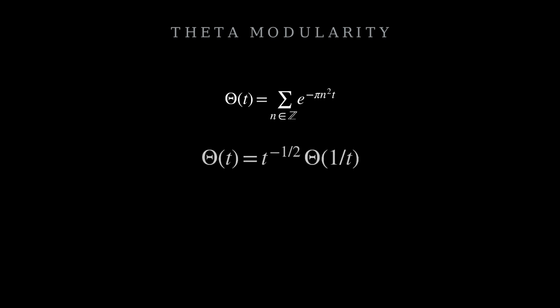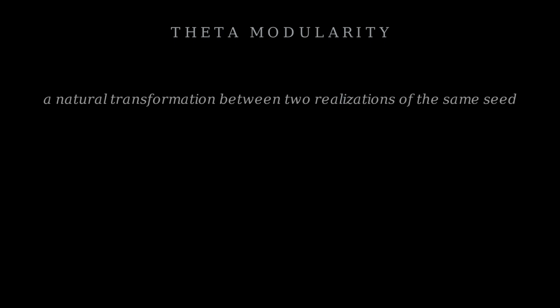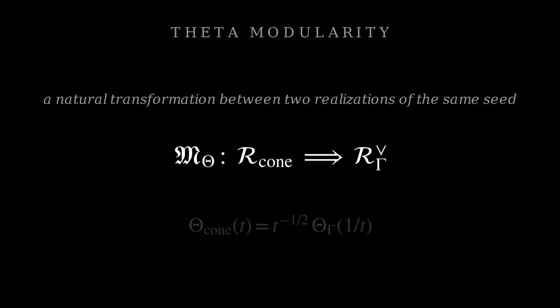This viewpoint matters most for theta modularity. Classically, the theta function, a sum of Gaussians over the integers, satisfies a striking identity: theta of t equals t to the minus 1/2 times theta of 1 over t. This is not caused by an ordinary geometric involution of a space. It is caused by Fourier-Poisson duality. The Gaussian at scale t transforms into the Gaussian at the dual scale. So in the seed formalism, theta modularity is not a rigid map from the interface to itself. It is a natural transformation between two analytic realizations of the same seed: the cone localized realization, built from radial and angular modes near the cone points, and the dual Gamma organized realization.